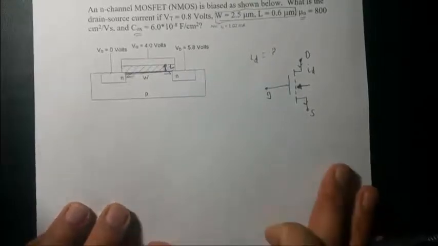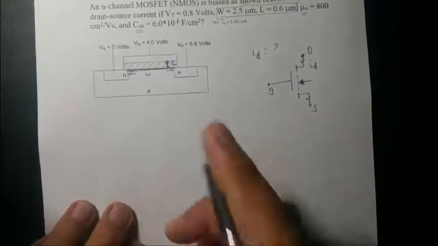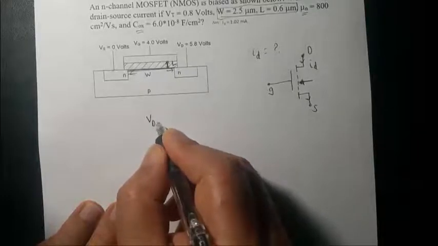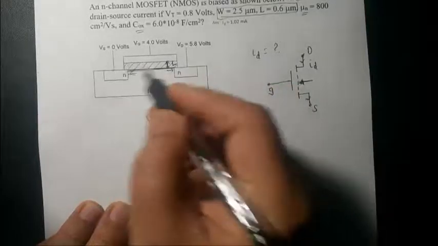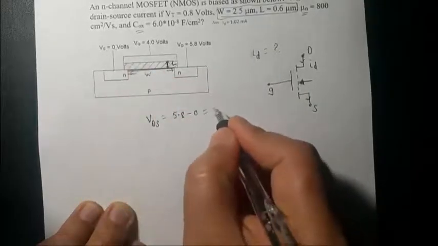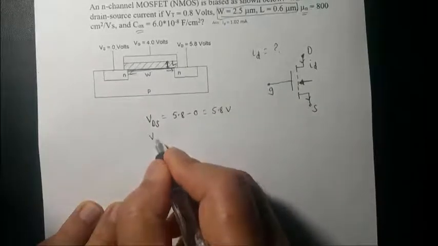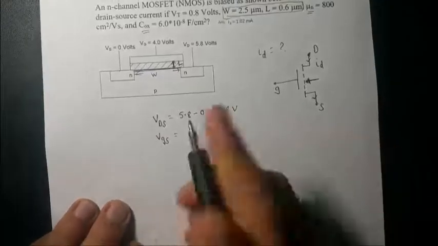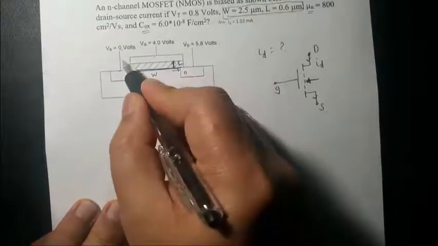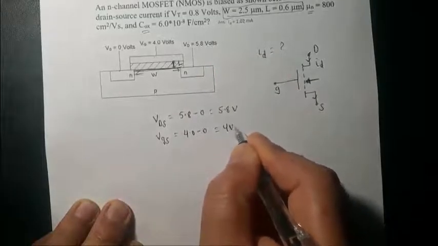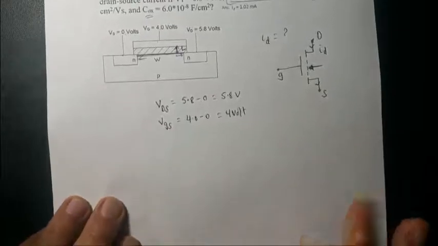So from the circuit, first we're going to need all the bias voltages. What is VDS, the drain source voltage? Drain source voltage is 5.8 minus the source voltage of 0, so 5.8 volts. What is VGS? Because you're going to need all these bias voltages for the drain current calculation. VGS means the gate source voltage, again 4 volts minus 0 volts, so 4 volts, right? And this is the given threshold voltage.